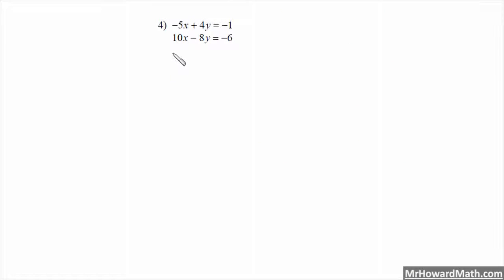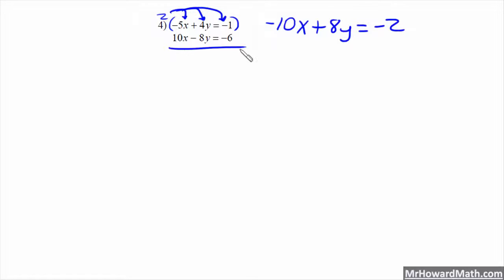Example 4, last example. So looking at these two equations, I need to eliminate either the x or the y. I see an opportunity here to eliminate the x, so that's what we're going to do. I need a negative 10x right here in order to cancel with that positive 10x. So I'm going to multiply this top equation by a positive 2. So I do that and I get the new top equation is negative 10x plus 8y equals negative 2. I just multiplied all of these by positive 2. The bottom equation stays the same. 10x minus 8y equals negative 6.